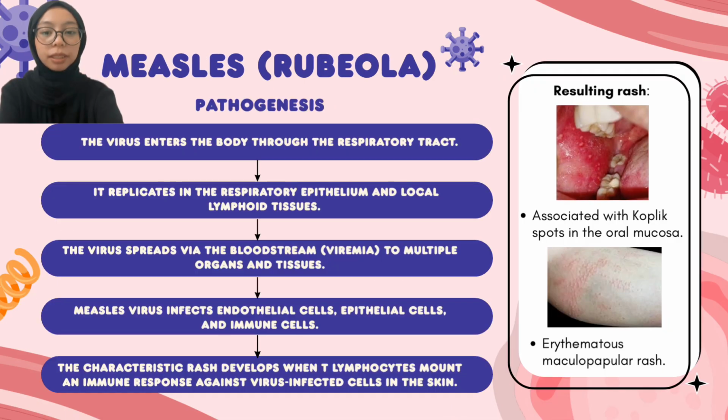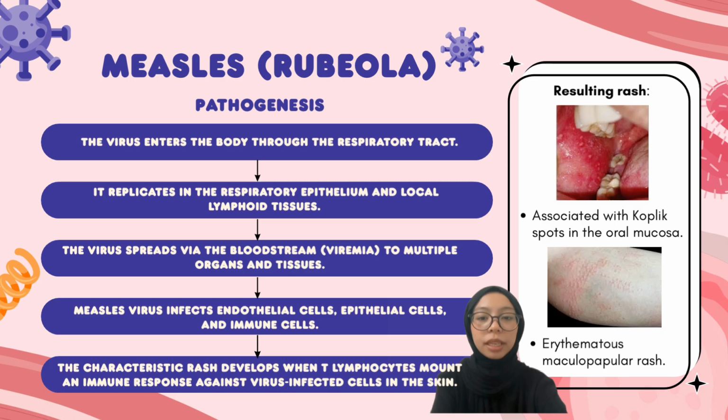immunization. So next, I'm going to talk about the pathogenesis of measles. First, the virus will enter the body through the respiratory tract, and it will replicate in the respiratory epithelium and local lymphatic tissues. The virus will spread via the bloodstream, or viremia, to multiple organs and tissues, and then it will infect endothelial cells, epithelial cells, and immune cells. The characteristic rash develops when T lymphocytes mount an immune response against virus-infected cells in the skin. Therefore, the exanthem is mainly immune-mediated rather than caused by direct viral destruction of skin cells.